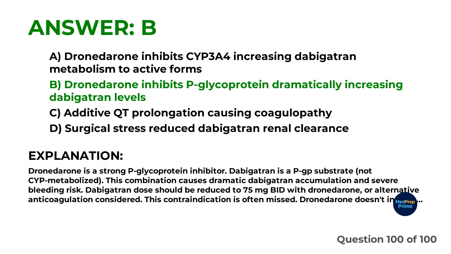Dronedarone doesn't increase metabolism to active forms. Dabigatran etexylate is the prodrug converted to active dabigatran. QT prolongation doesn't cause bleeding. While renal function affects dabigatran, the primary issue is PGP inhibition preventing intestinal efflux and renal elimination.